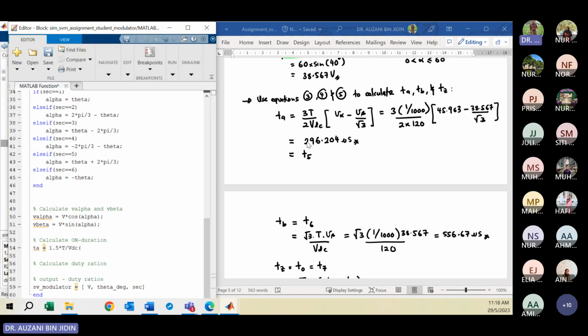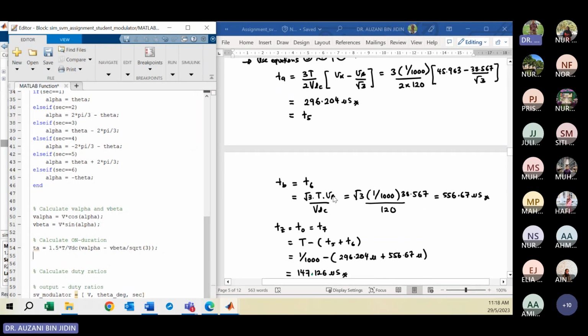Then open bracket. The term in the bracket will be V alpha, the difference between V alpha and V beta divided by square root of 3. Then don't forget to put the close bracket and the semicolon. Semicolon symbol. Okay.